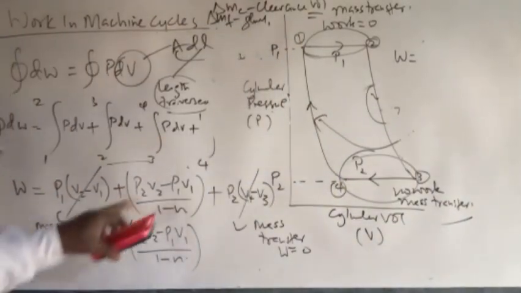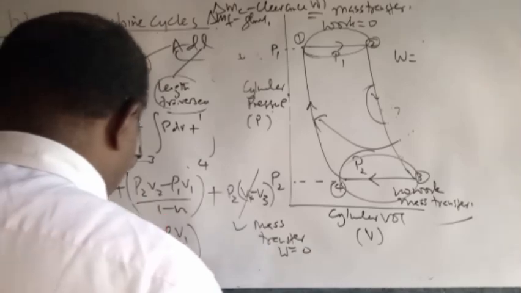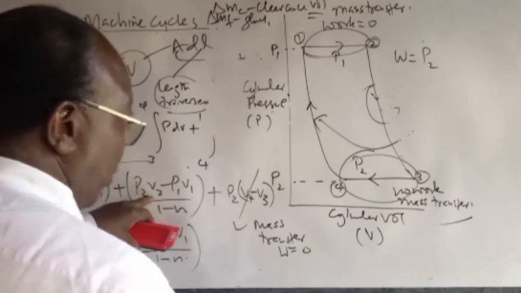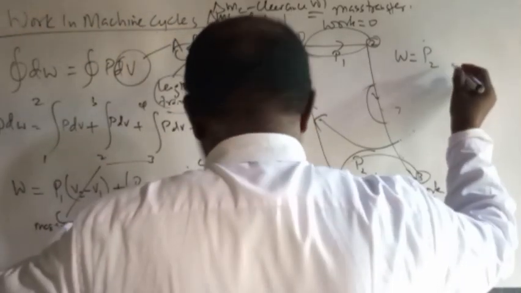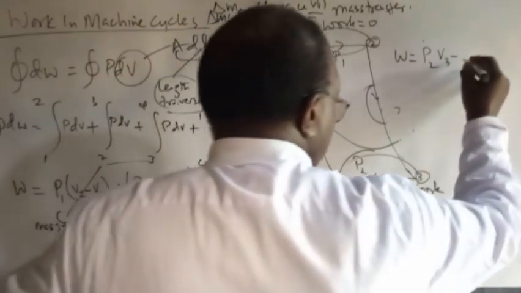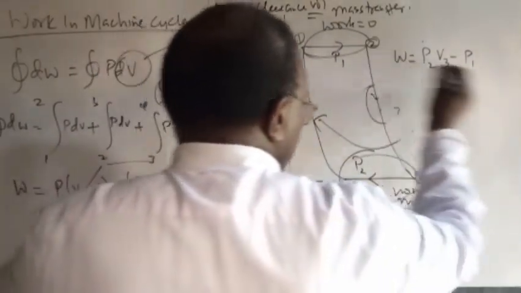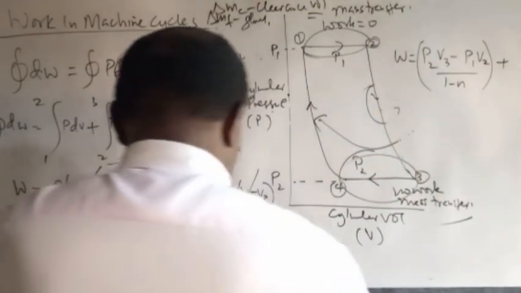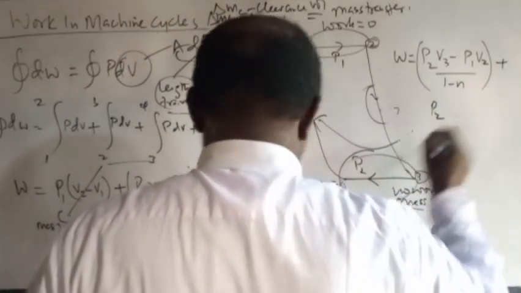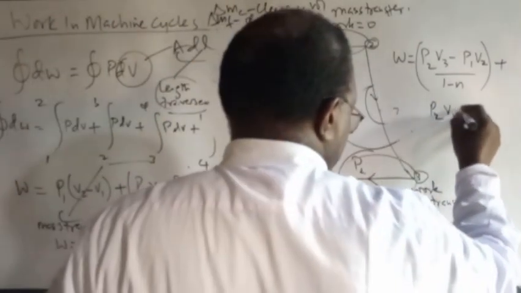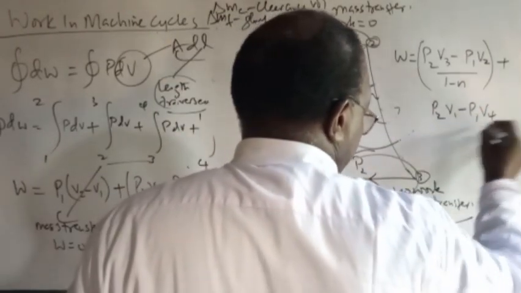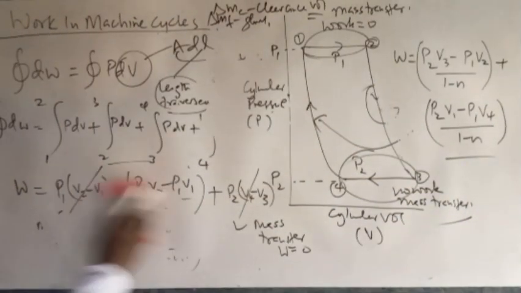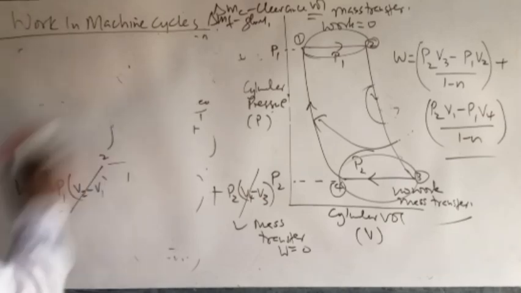W is equal to P2, now let's put in the values, (V3 minus P1 V2) over (1 minus n), plus P2 V1 minus P1 V4, plugging the values, over (1 minus n). That's the expression for work there. Now let's work with it.